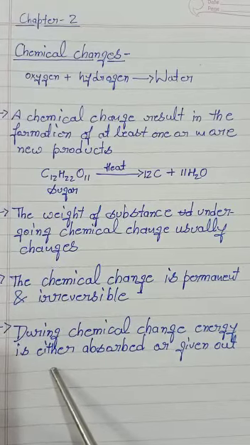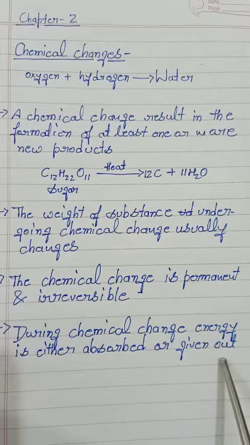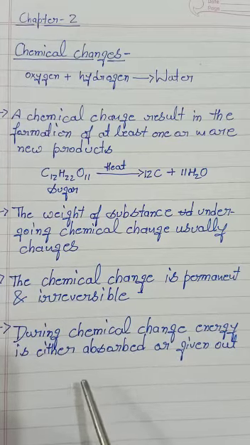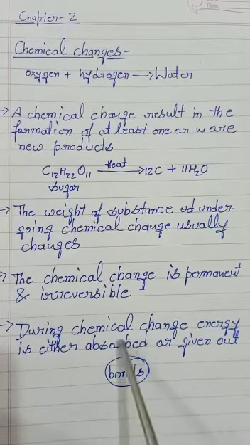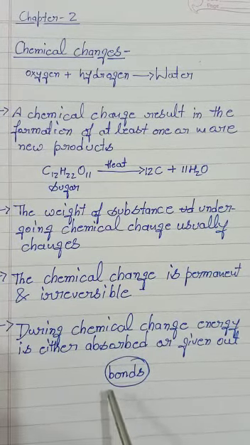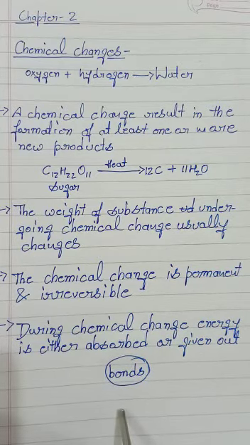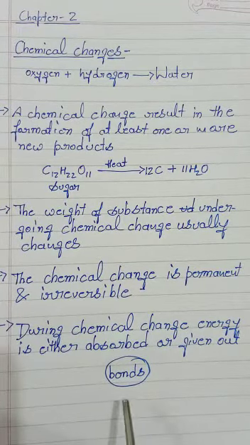So students, next point: during chemical change, energy is either absorbed or given out. The various atoms in a chemical compound are joined by electric forces commonly called bonds. The making or breaking of bonds always requires energy. The energy required to make a bond between two or more atoms is generally not equal to the energy required to break the bonds. So in this case, some amount of heat is either absorbed or given out during a chemical change. Alright, class?